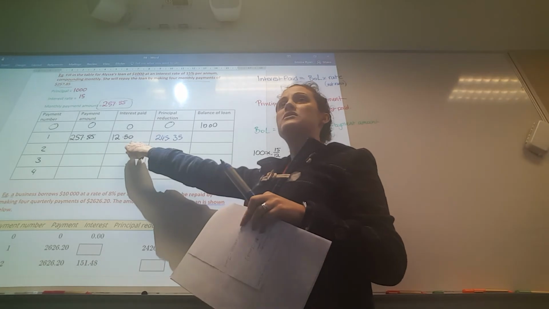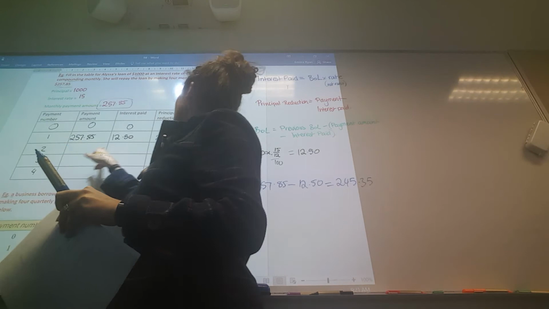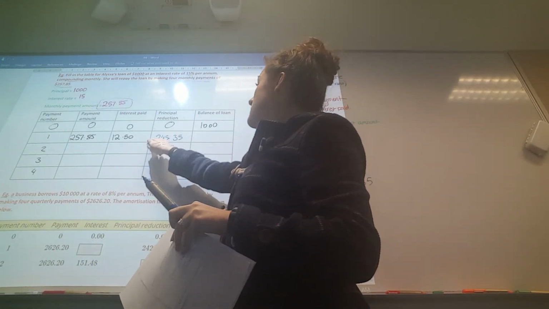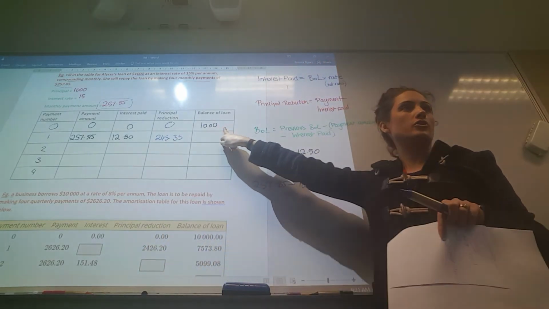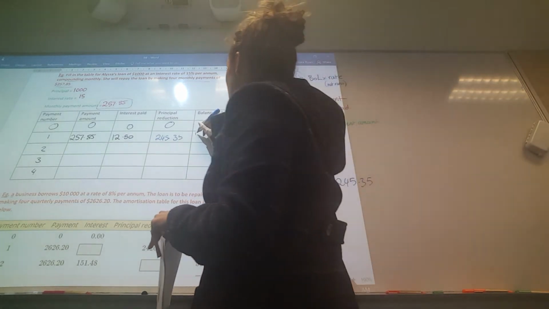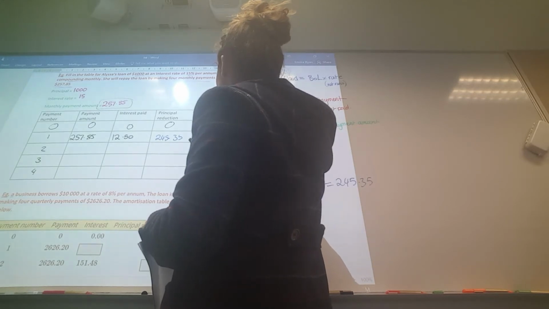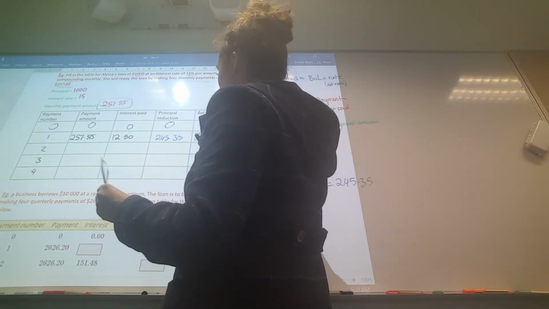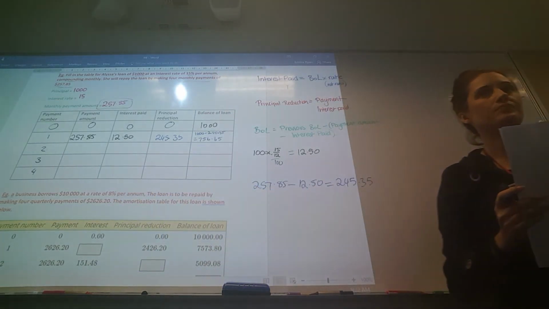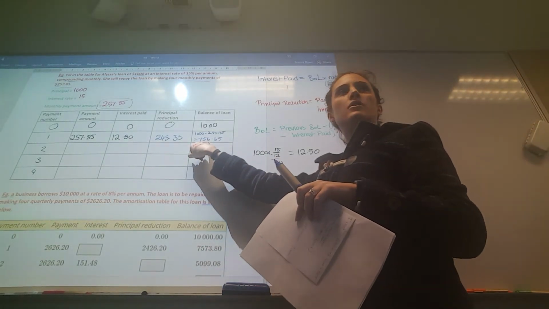So what this is saying is, okay, I've got $257.85 to pay off this month. I've been charged $12.50, so I have to pay that first. Whatever is left over in this amount, I'm going to take this much away from the balance of the loan. Is that making sense? So we can go balance of the loan. So I've got 1,000, take away this number, and we end up with $756.65. So after her first month, this is how much she has.